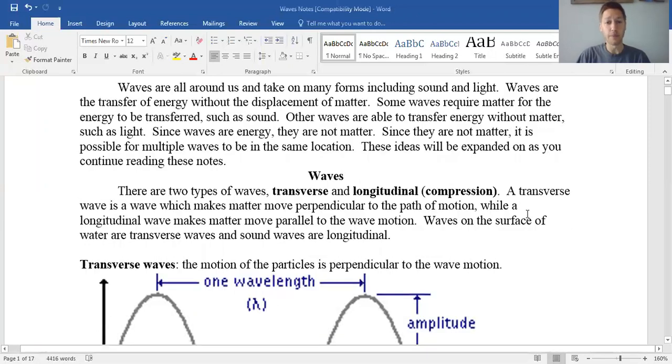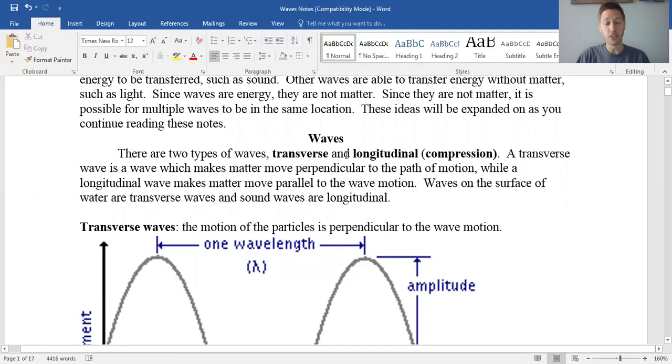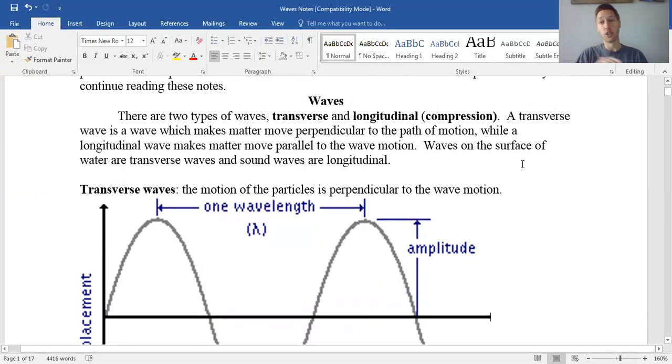All right, there's two different types of waves. There's transverse and longitudinal. A transverse wave is what you probably think of as your typical wave that you see, because as the wave goes to the right, the matter goes up and down. So a transverse wave makes the matter move perpendicular to the path of motion.